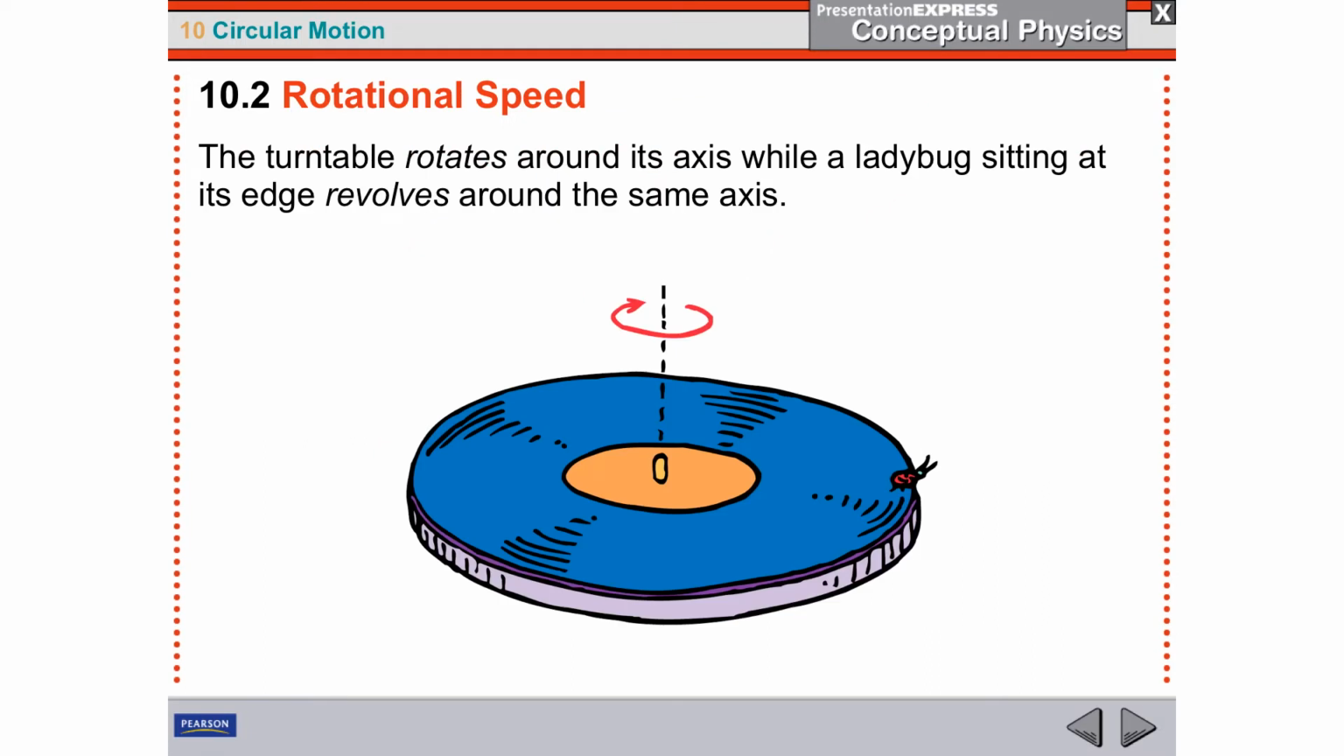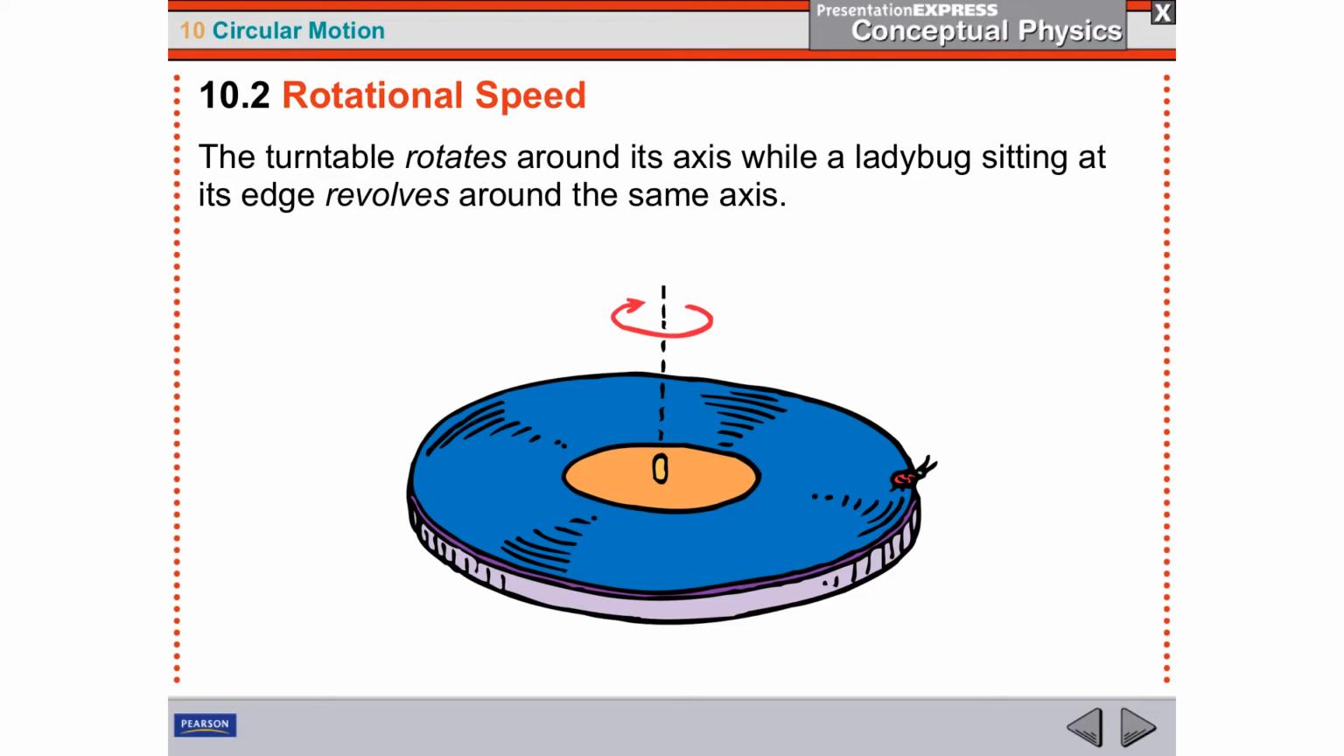So this is a little bit of review from the last section. Since the center of axis on a record is in the center, then the turntable and the record rotates. If you have an object somewhere other than the center of that, like the ladybug sitting here, the ladybug is going to revolve around the edge, or wherever that ladybug has to be traveling, is going to be revolving around that same axis.